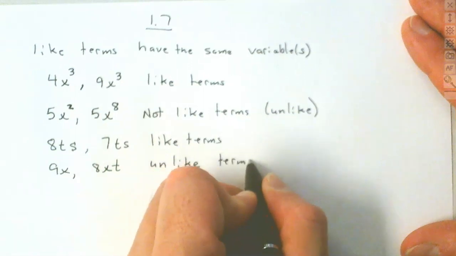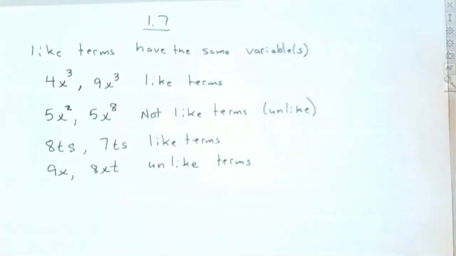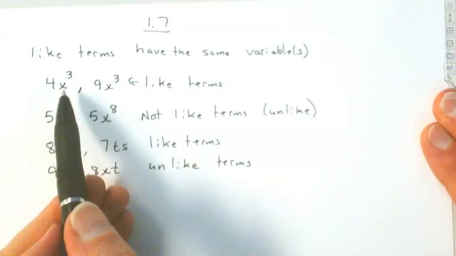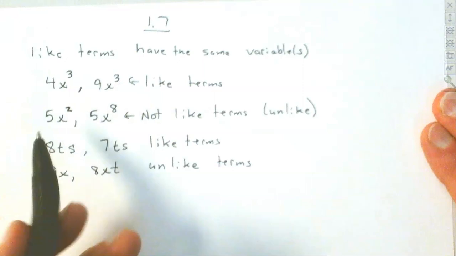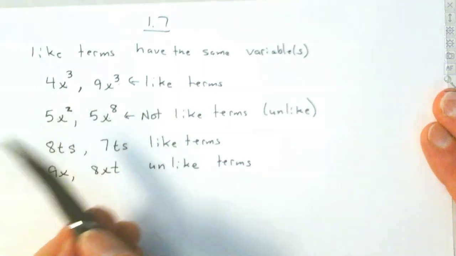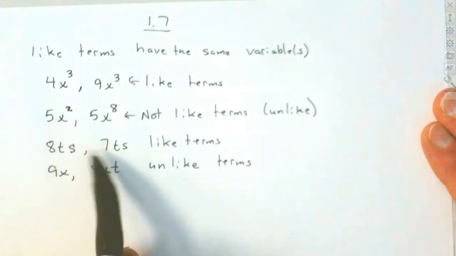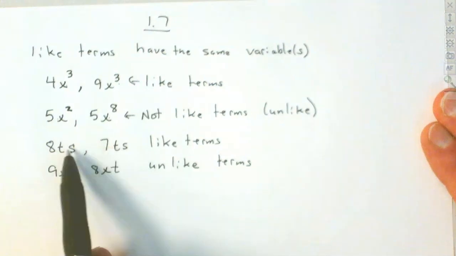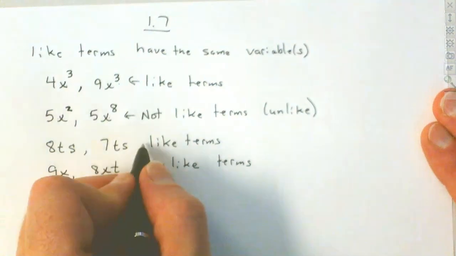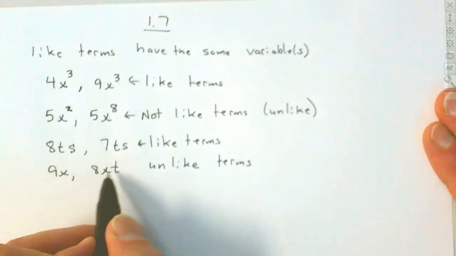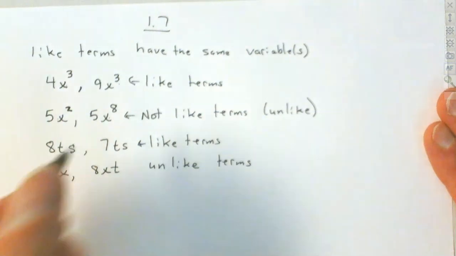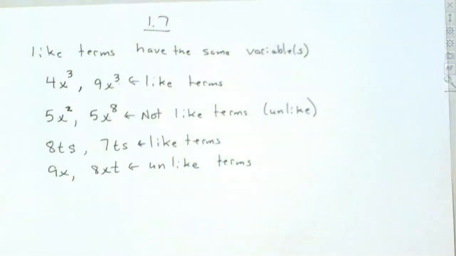And it's pretty easy to tell if they're like terms or unlike terms. So those are like terms when we look here because the variables and the exponents are the same. These are unlike terms because the variables are the same but the exponents are different. These are like terms because it has both an s and a t in both of them. And these are unlike because one has a t and one does not. So are we okay with grouping and talking about like and unlike terms?